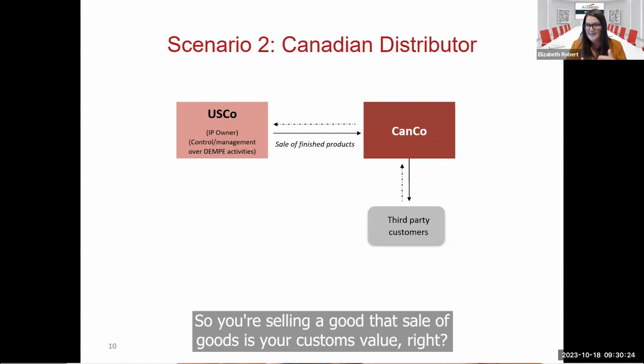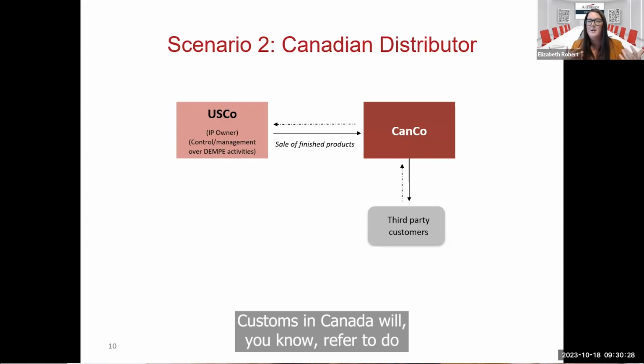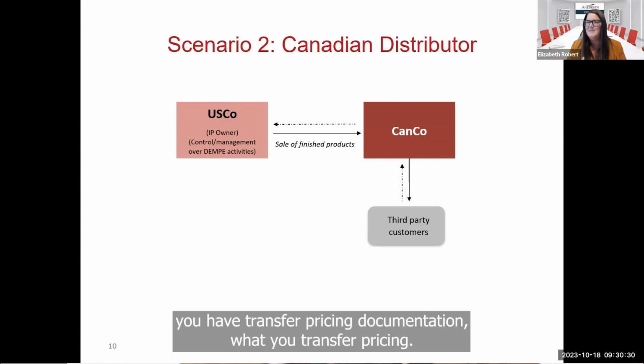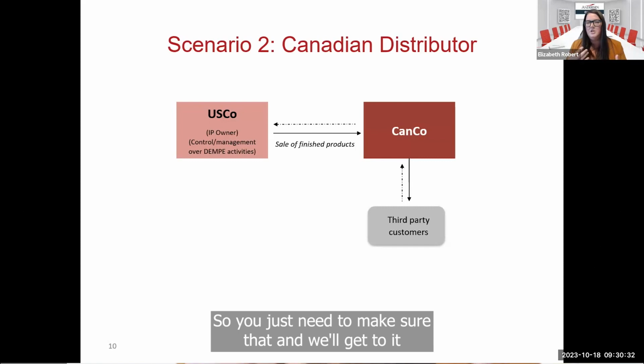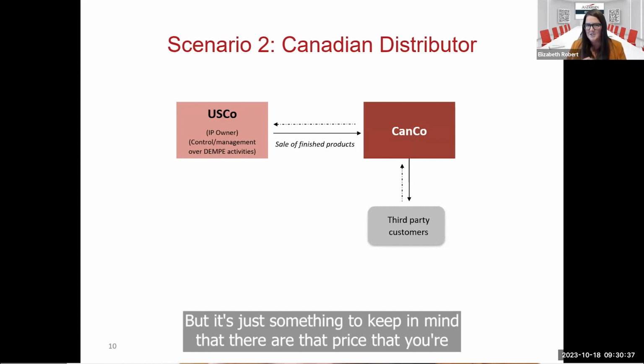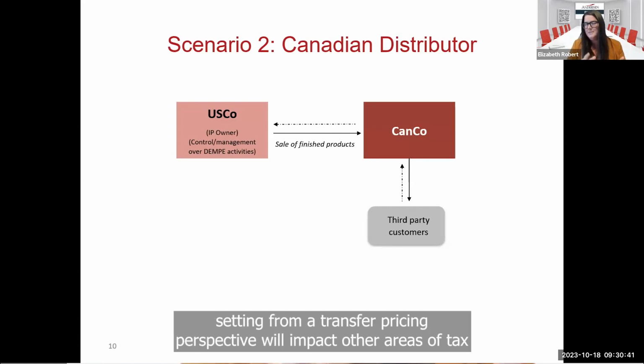That sale of good is your customs value, right? Customs in Canada will ask, do you have transfer pricing documentation? What's your transfer pricing? So you just need to make sure that, and we'll get to it a bit later when we're talking about adjustments, it's just something to keep in mind that the price that you're setting from a transfer pricing perspective will impact other areas of tax.